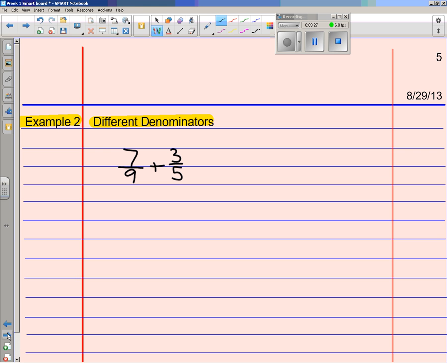So, as we talked about a couple pages ago, you need to make lists of each number. The numbers that I'm looking to find a common multiple of are 9 and 5. So, if I start listing multiples of 9, I have 9, 18, 27, 36, 45, 54, 63, and I'm pretty much out of room at this point.